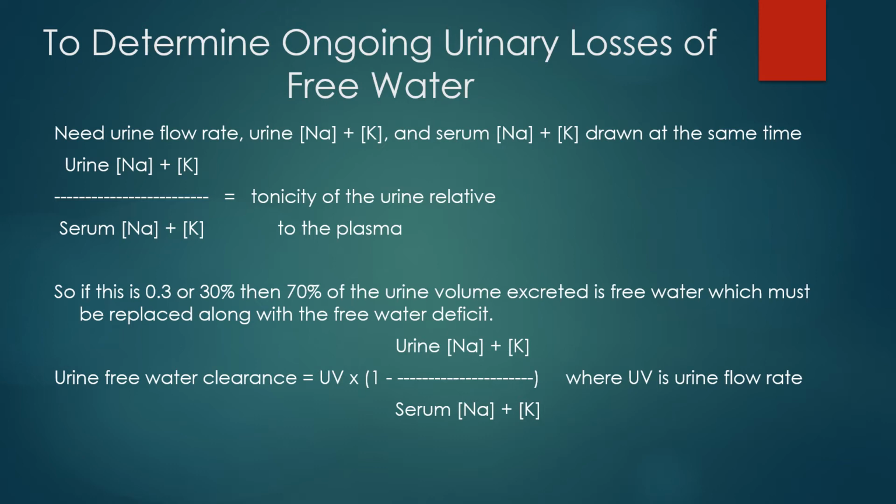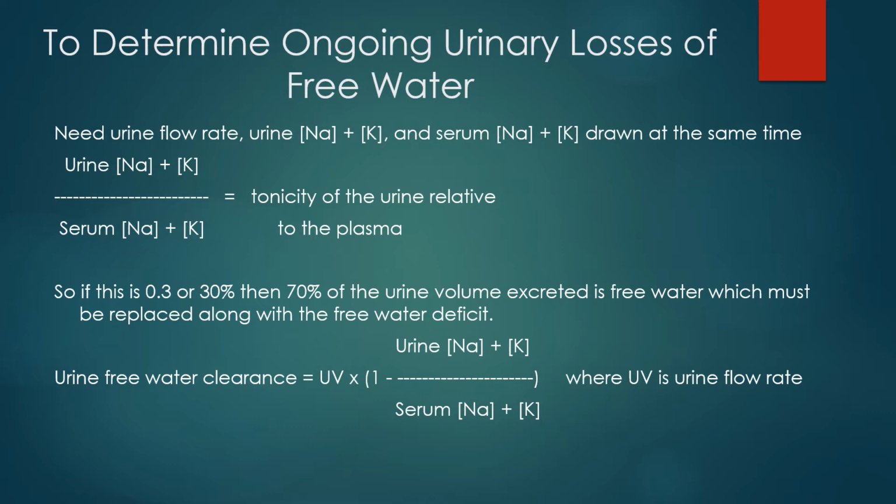Another way of quantifying this is with the formula shown on the bottom of the slide, where the urine free water clearance is equal to UV times 1 minus the urine sodium plus potassium concentration divided by the serum sodium plus potassium concentration, where UV is the urine flow rate in mLs per hour or any unit of rate you prefer. This can require intensive monitoring of urine and plasma electrolytes and urinary flow rate unless the patient has essential DI, often due to permanent injury to the pituitary, where the urine concentration is relatively fixed.